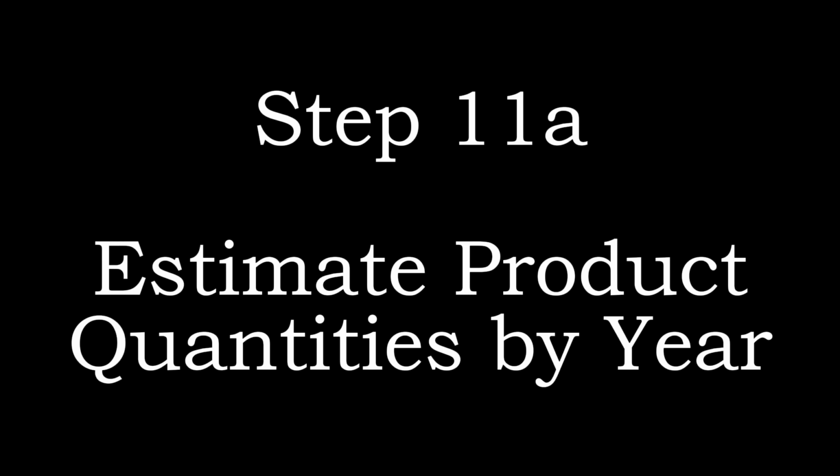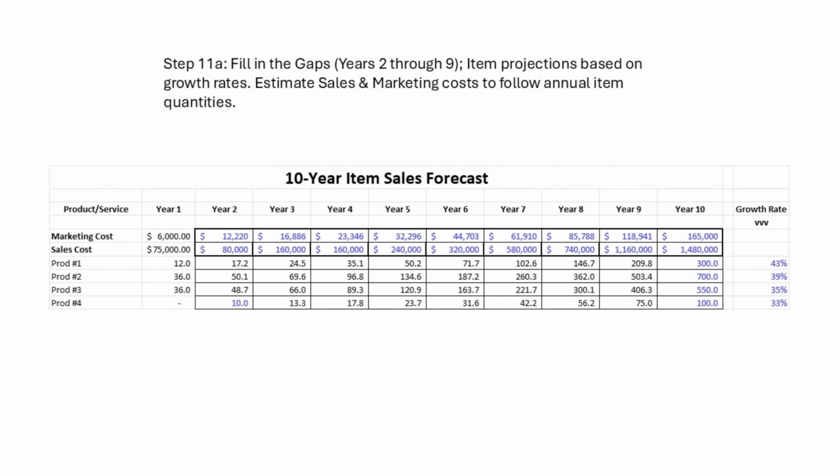In this next step, we will grow our current $500,000 company to the desired $10 million company. We must fill out our profit and loss statement gaps for years 2 through 9. This table shows the projected yearly sales based on fixed growth rates for each product category.